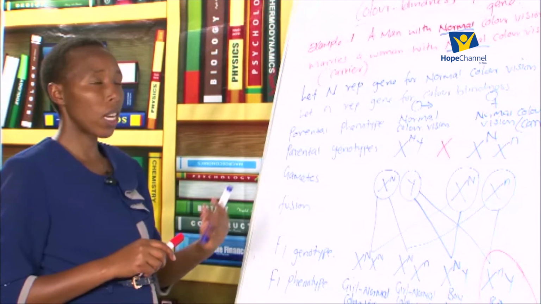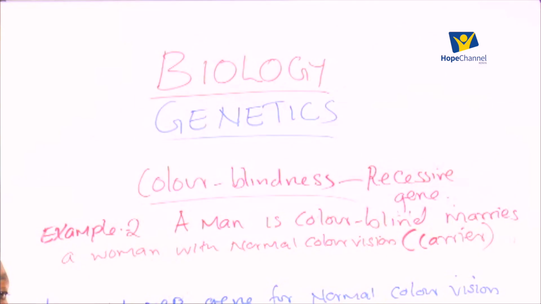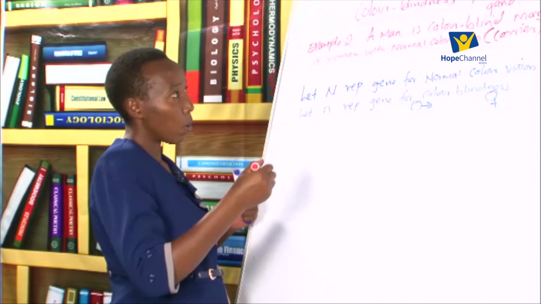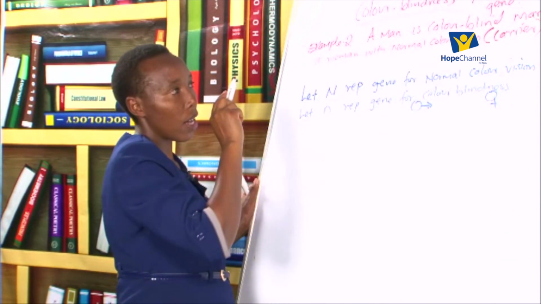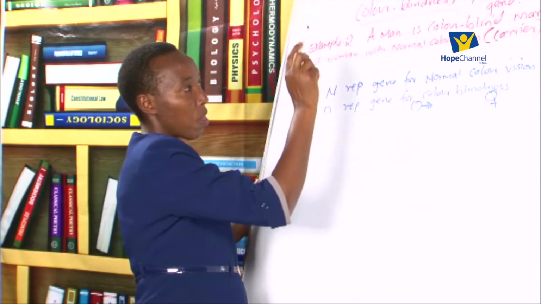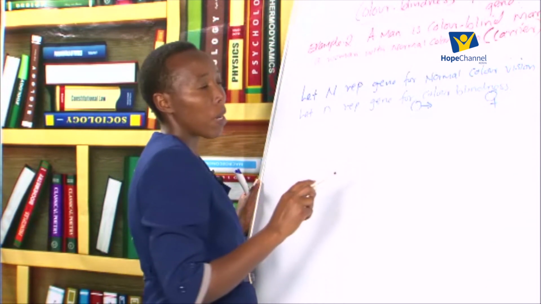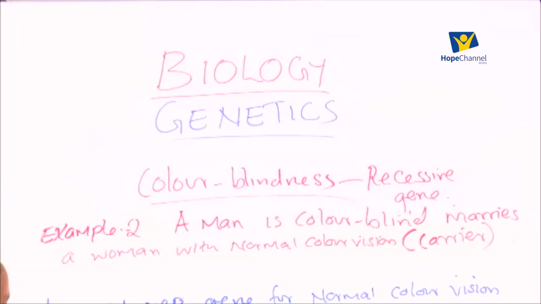Then we move to the second example. In this second example, we have a man who is colorblind and marries a woman with normal color vision. But this woman is a carrier. Yes, she has normal color vision, but she has a recessive gene for colorblindness.